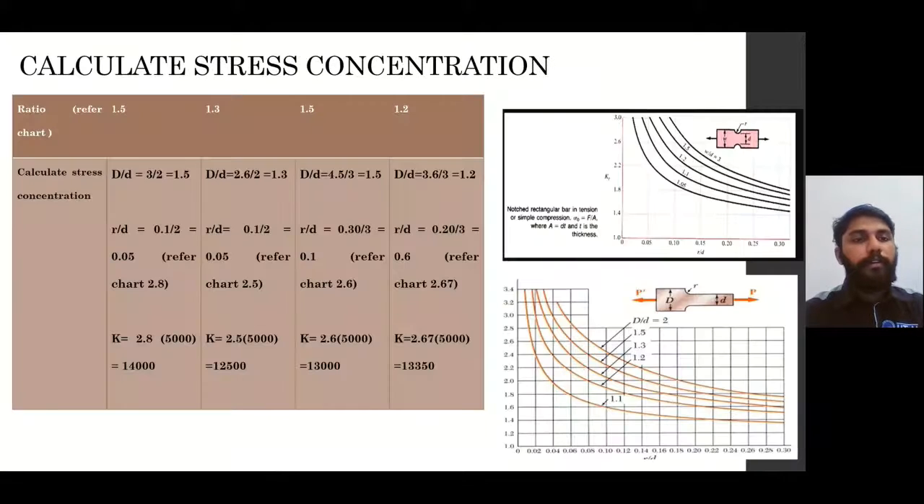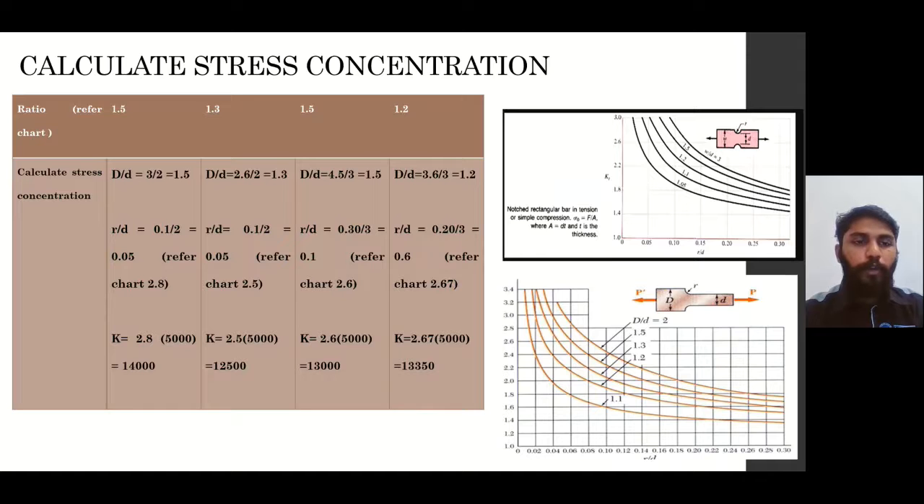Okay, this is a calculation for stress concentration. So they have 4 ratios for 2 plates. So the formula, I take from the chart. So for example, the first is 3/2. So I get 1.5. So the 1.5 is the second line of the chart. So the second step is radius over diameter.